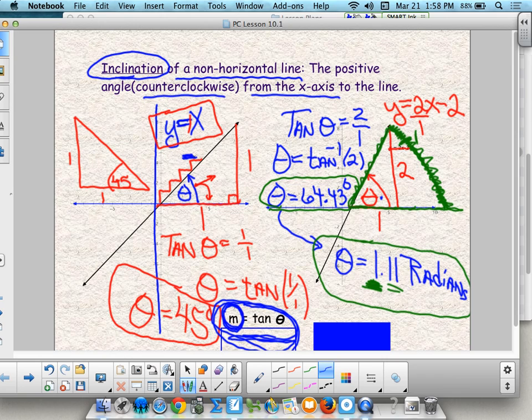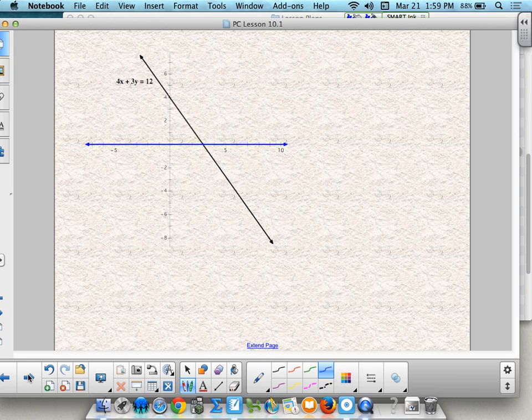Now the two equations I did for you were both solved for y. So as you move on in the slides, you're going to notice they're not solved for y. Here comes another one: 4x plus 3y equals 12. I think you can see already that the angle of inclination from the x-axis to the line is obtuse.